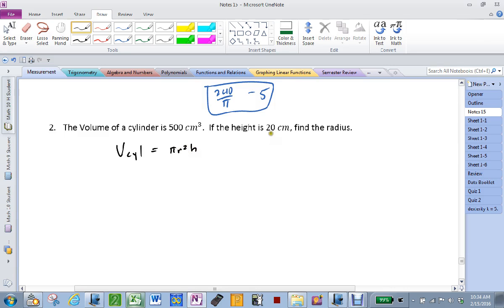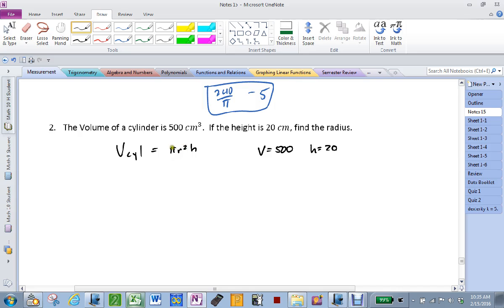And what do I have? Do I have an r, an h, or a volume? I have a volume of 500. And do I have an r or an h? I have an h of 20. So now I can put them in here, yeah? Now I'm going to do something different here, okay? Because I want you guys to see as many ways to solve these as possible. I'm going to deal with this without substituting. I'm going to move this around to get r by itself. Is everyone okay with that?